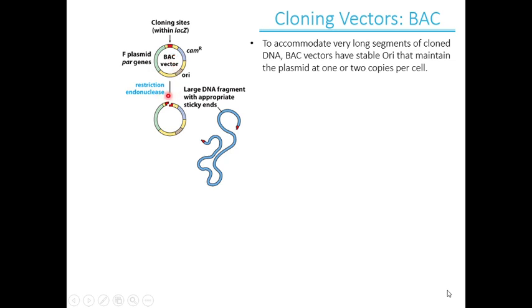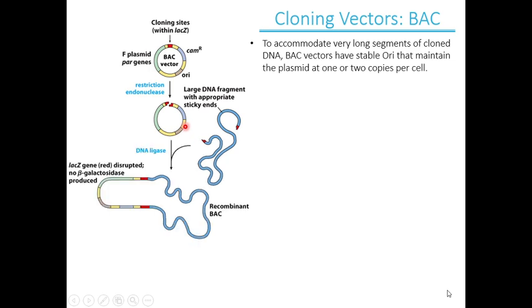Once a restriction endonuclease cleaves this lacZ region, the lacZ gene is inactivated. A DNA ligase then ligates the gene of interest into this specific endonuclease site. If you observe this closely, the lacZ gene is now disrupted, so no beta-galactosidase is produced. Shown here is the recombinant BAC vector.